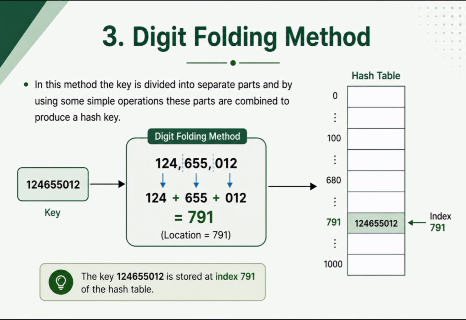Next we add these numbers together. 124 plus 655 plus 12 equals 791. So the hash function returns 791 and the key is stored at index 791 in the hash table. This method simplifies large keys by breaking them into smaller parts and combining them to generate the storage location.